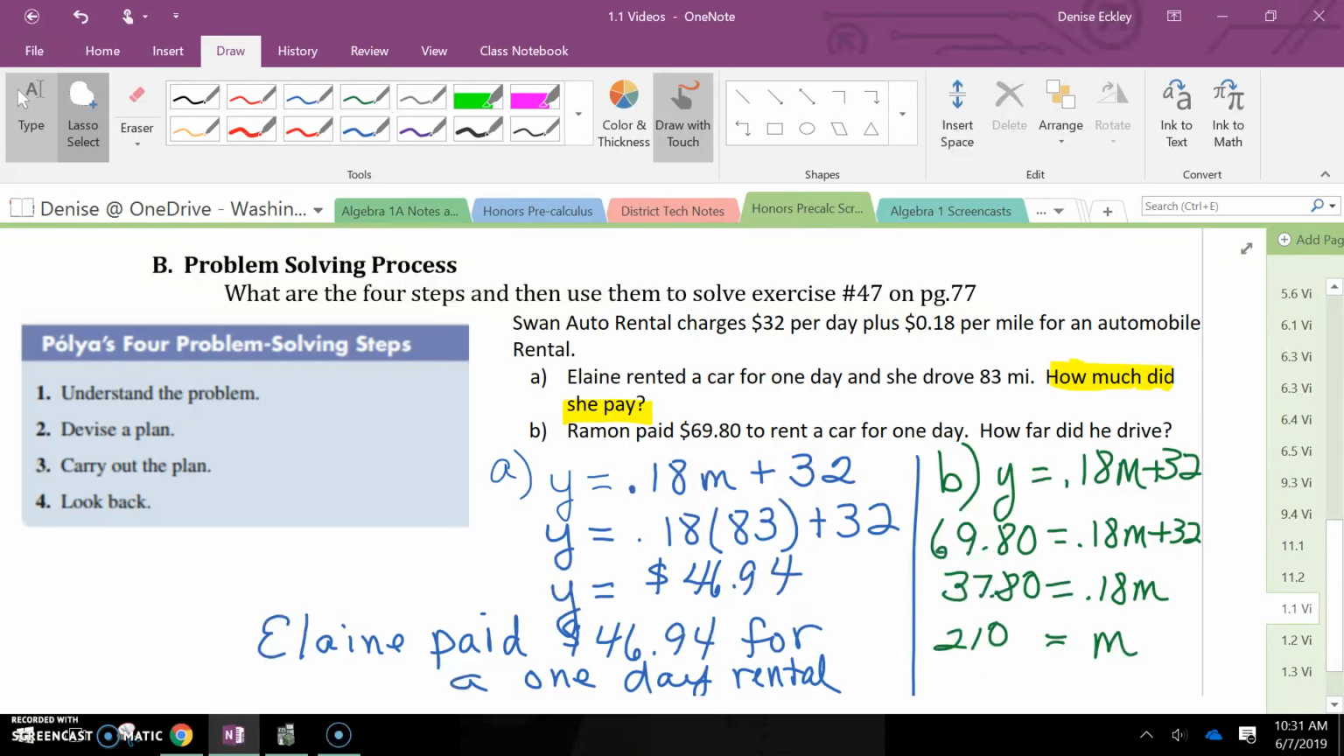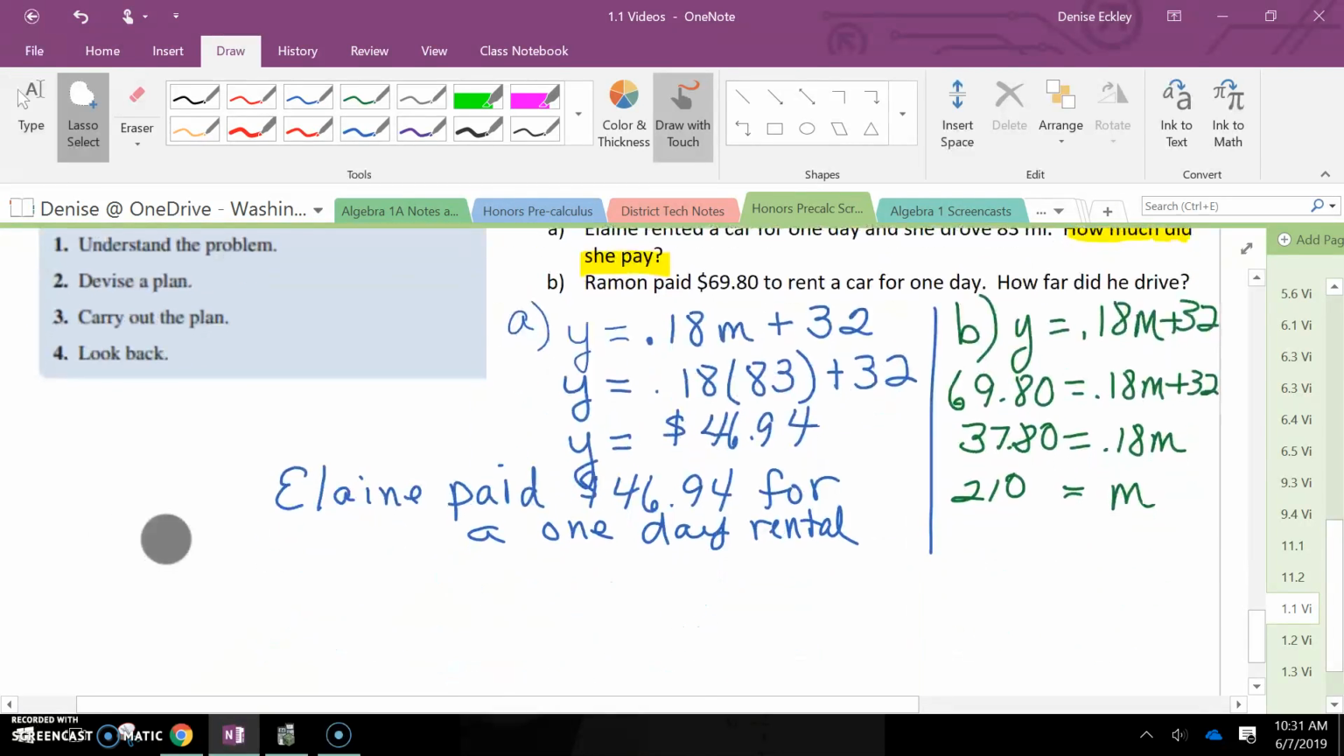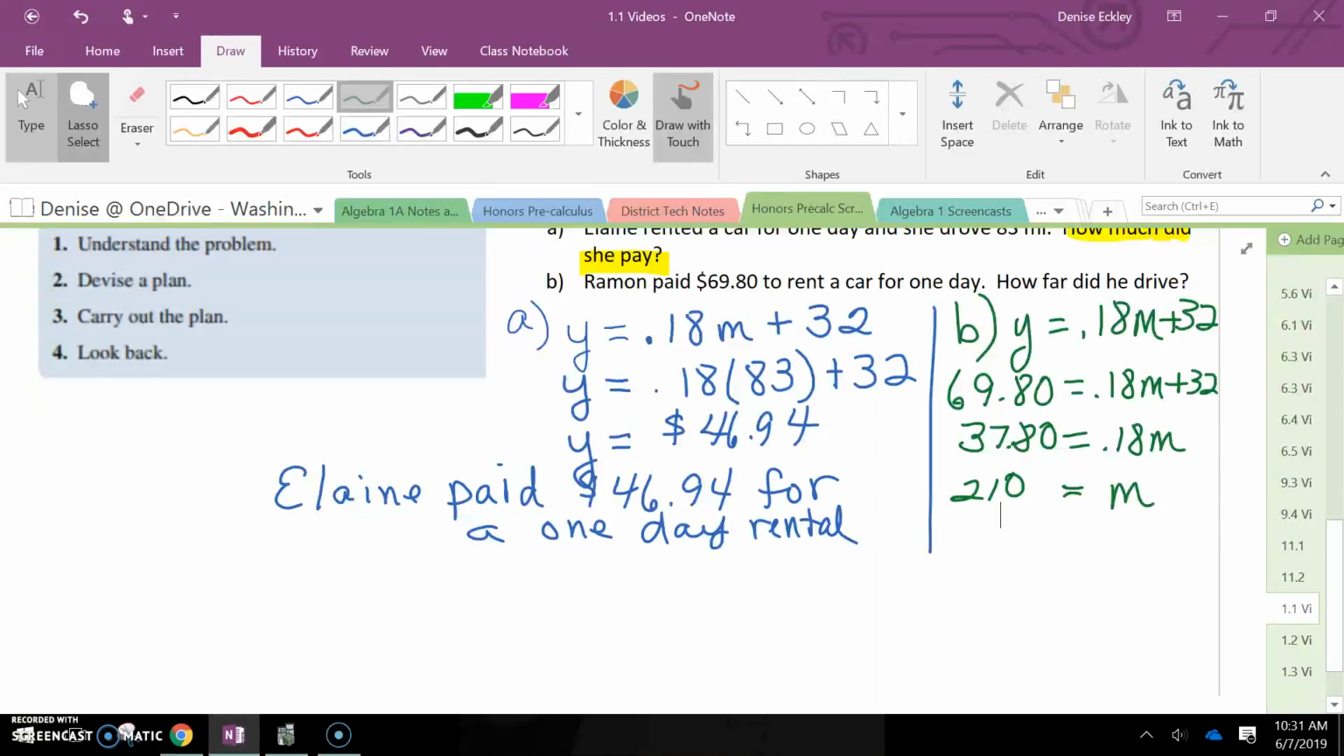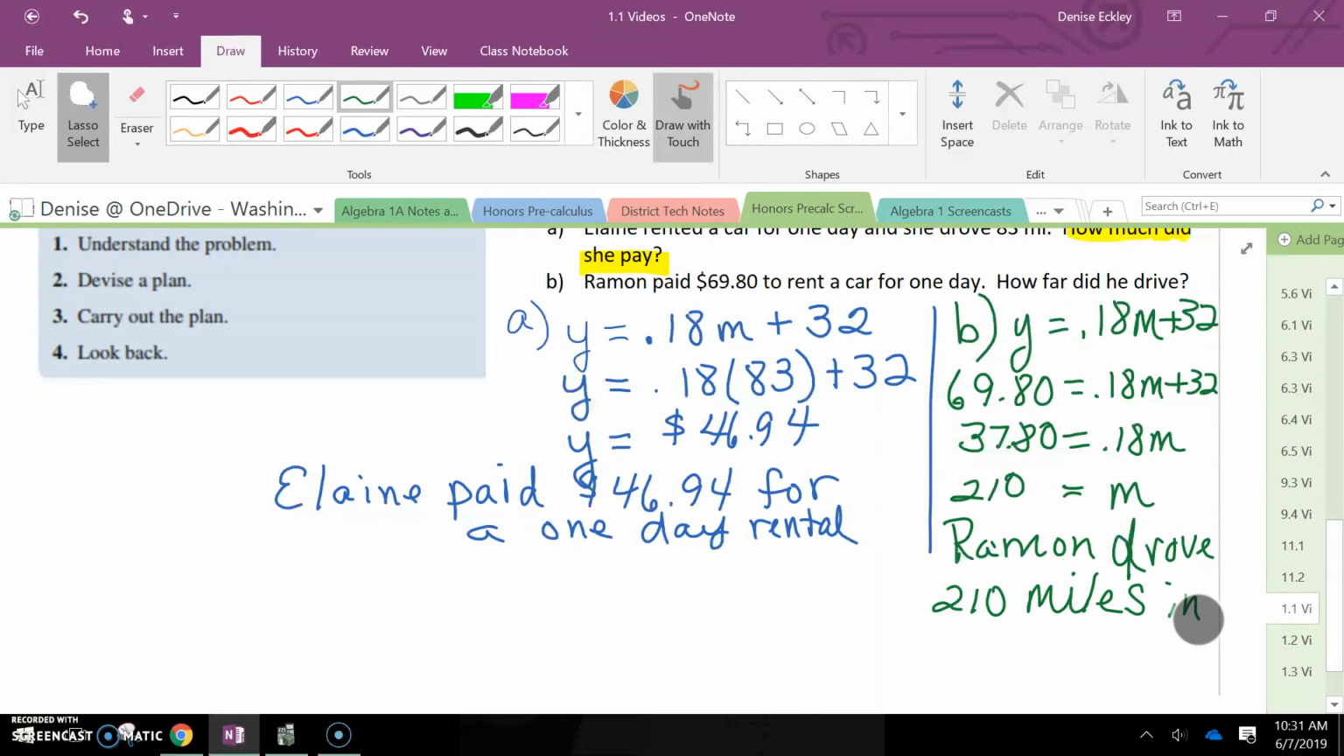So again, you want to look back and make sure you've answered the question. How far did he drive? We have that answer. So what we're going to do is, again, give a definitive statement, and we're going to write that Ramon drove 210 miles in 1 day. And there you have it.